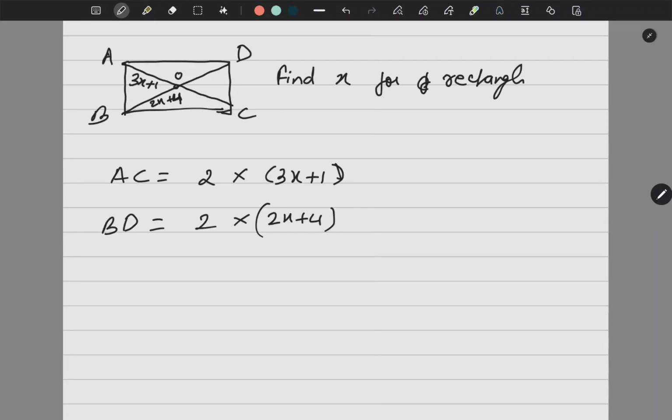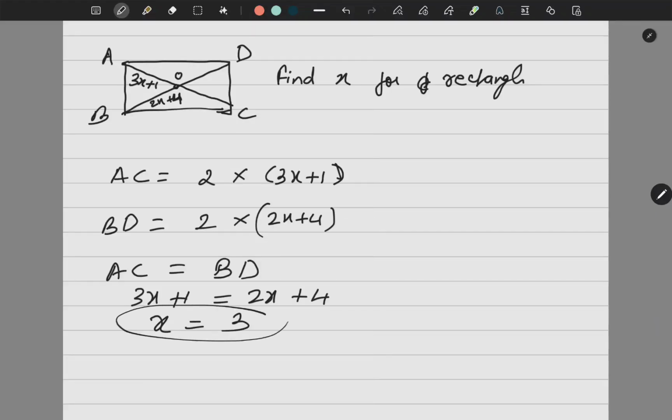Now I know that in a rectangle both the diagonals are equal. So AC is equal to BD. So 3x plus 1 is equal to 2x plus 4. So x is equal to 3. If x is equal to 3, then I can tell you the length of the diagonals also. If I put 3 here, 3 threes are 9, plus 1, 10. So AO becomes 10, so AC is equal to 20. Right? So AC is equal to 20.